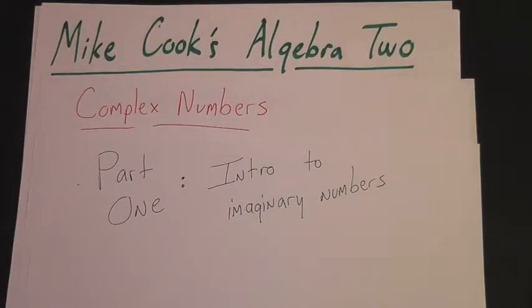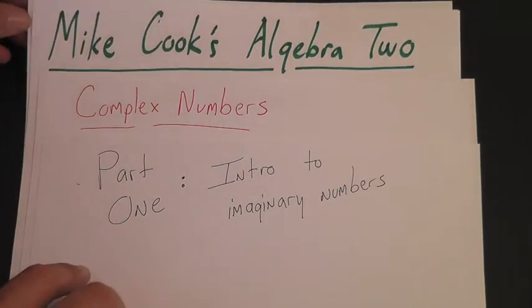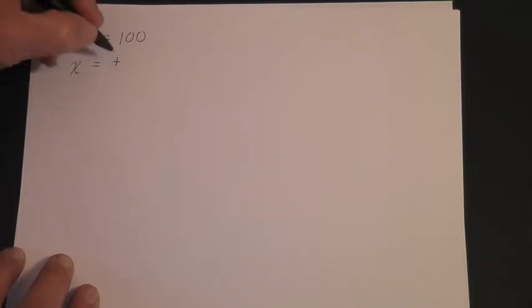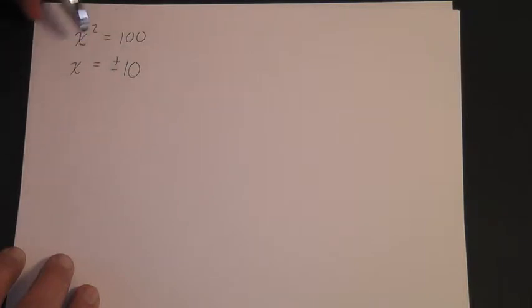All right, now let's look at complex numbers. This is the first video in a series with complex numbers and just a basic introduction. So let's look at some straightforward problems. x squared is equal to 100. Now, if x squared is equal to 100, then x can equal either positive 10 or minus 10. And the reason is because 10 squared is 100, but minus 10 squared is also 100.